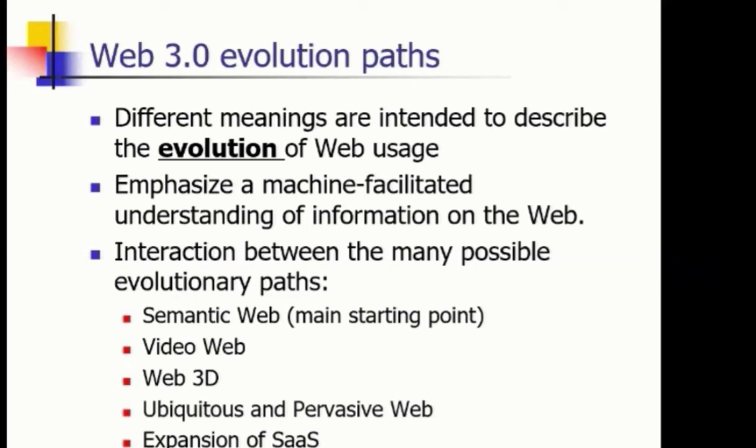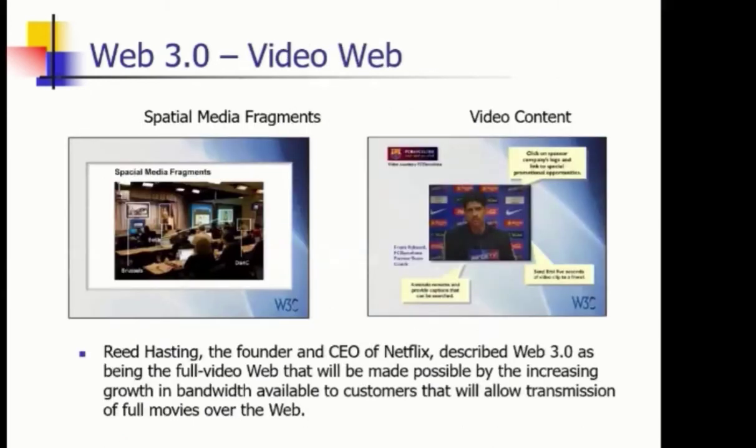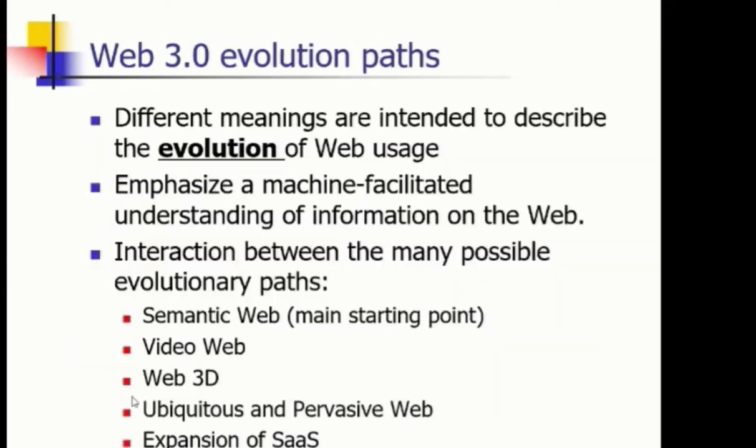We can connect the whole of Pakistan, we can connect each and everyone with the internet. So that was the first step. When you are connected with the internet, there are the semantic web, video web, web 3D, ubiquitous and pervasive web, extension of SaaS. These are the examples of this web 3.0. Okay, now web 3.0 video web. As we discussed all these evolutionary parts, let's discuss these parts in detail.